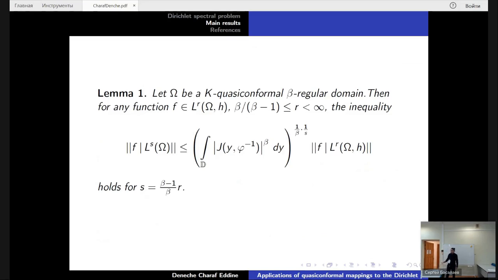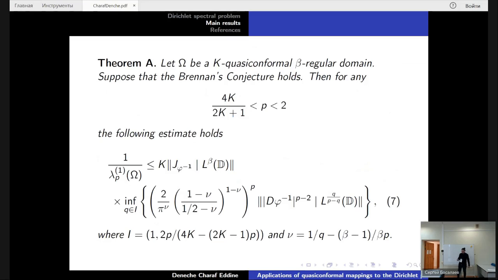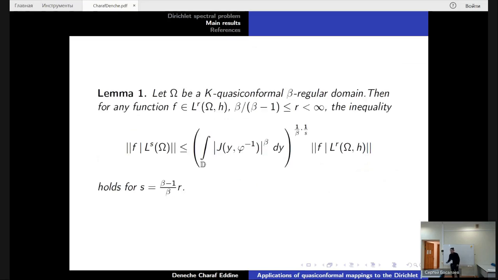We also use the following lemma, in which we estimate the norm of L at the level F and S to omega by the weighted norm in F and R omega H in Lebesgue space, which holds for S equal. As a combination of these estimates, we obtain this theorem.